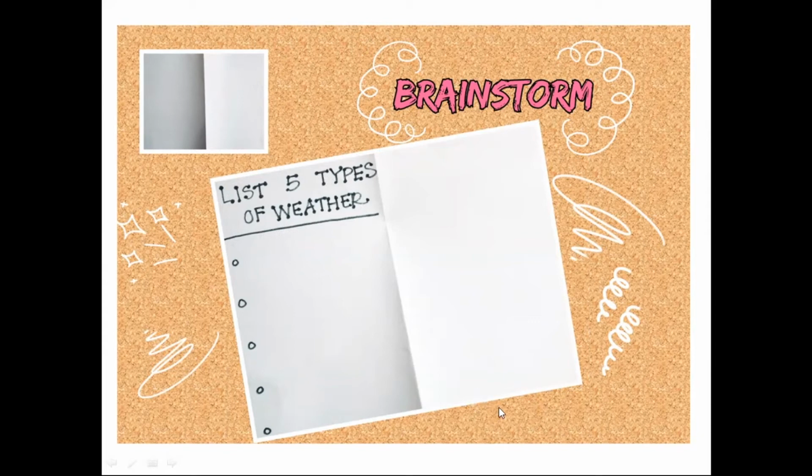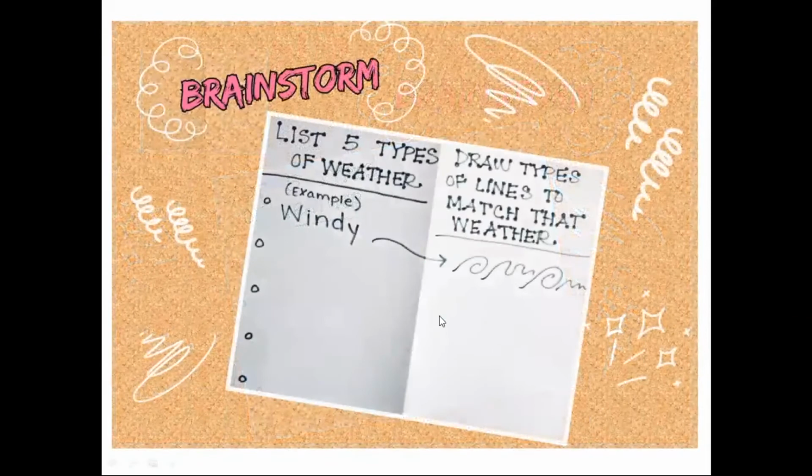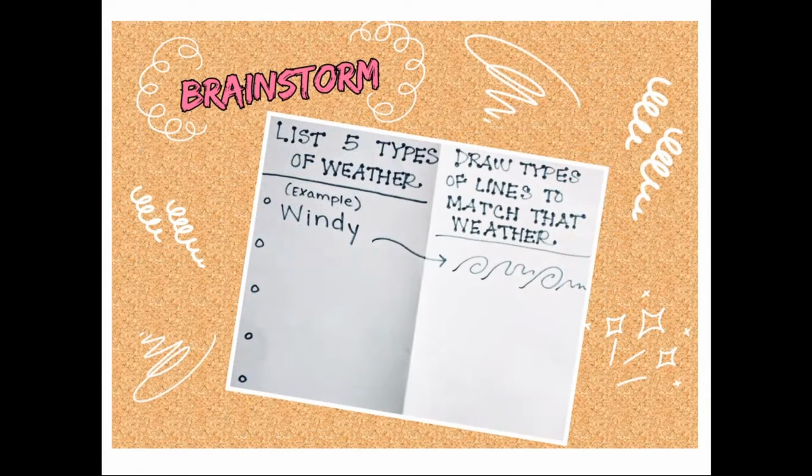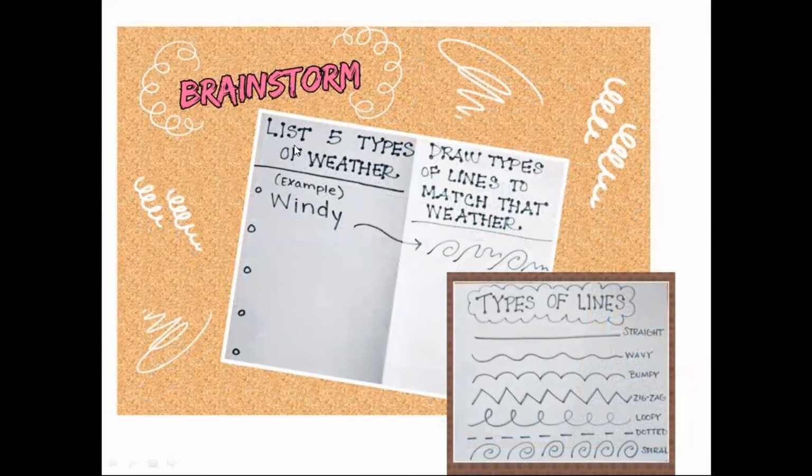Take a moment to think about it. On the other side of the paper, I'd like you to draw types of line you think would illustrate that weather. As you can see on this example, I wrote the word windy for my weather, and then I tried to think of what lines would illustrate that. I used spirals and waves. If you're stuck trying to think of ideas, here are the different types of lines we know from art class.